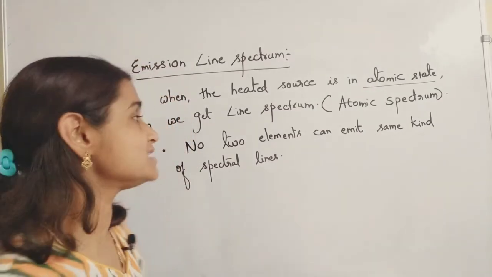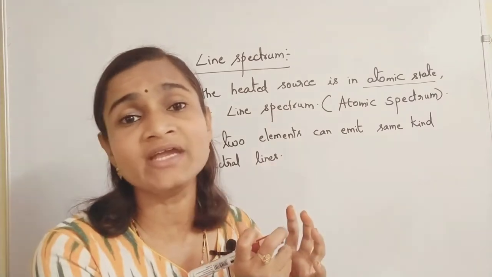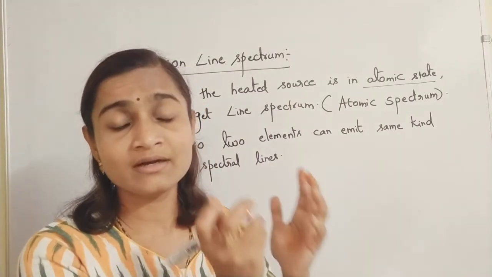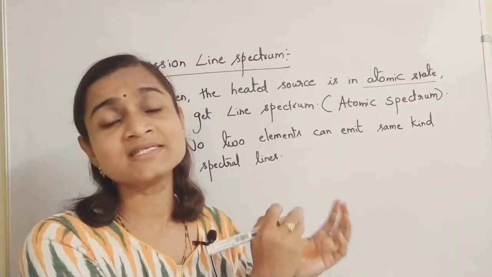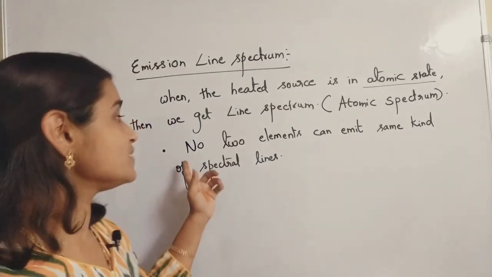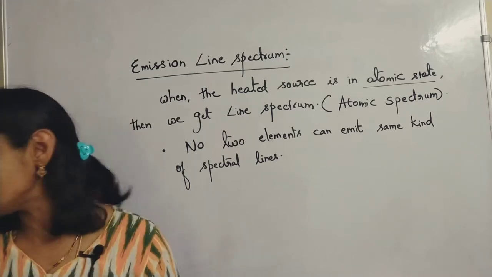Please understand the point carefully. No two elements can have the same kind of wavelength. Sodium will give two bright lines in the yellow region, whereas another element gives lines in a different region. So that's why no two elements can emit the same kind of spectral lines. Please remember that point. Then, elements can be identified by line spectrum also.